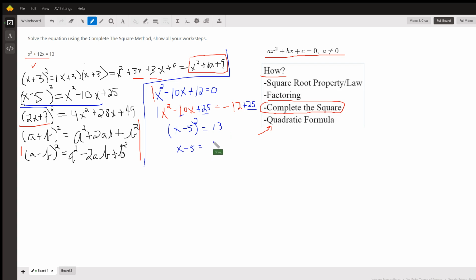When you take the square root of a positive number, there are two square roots. This doesn't come out even, so it's not a perfect square, and we just write it as plus or minus the square root of 13. Add 5 to both sides, and we've got what x is. Those are your two solutions for that quadratic equation that I showed up here.